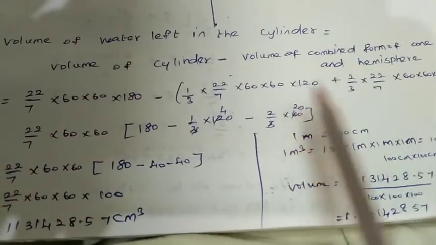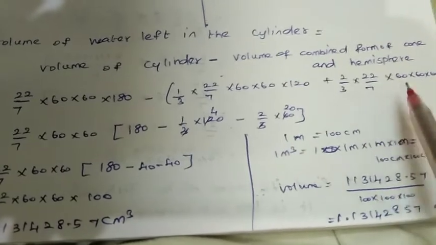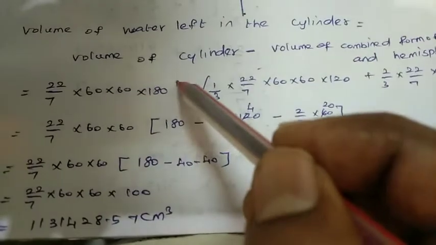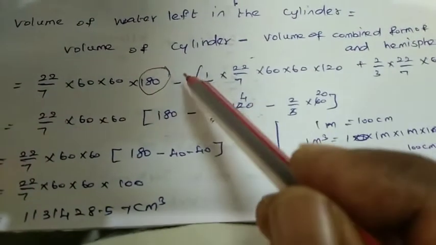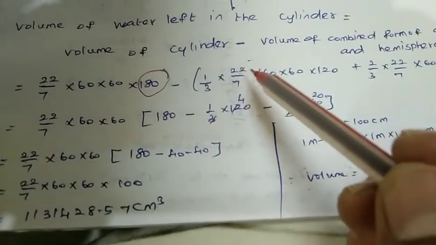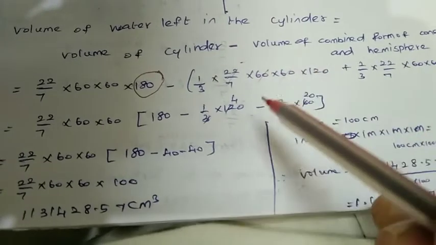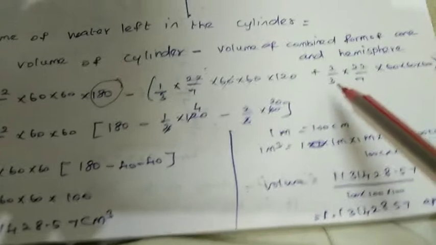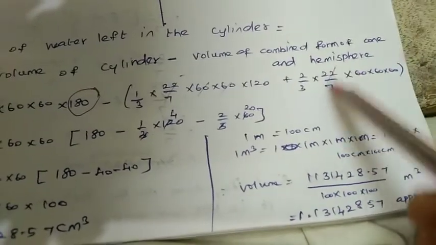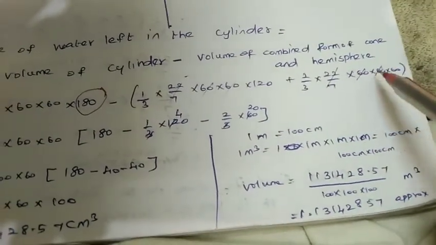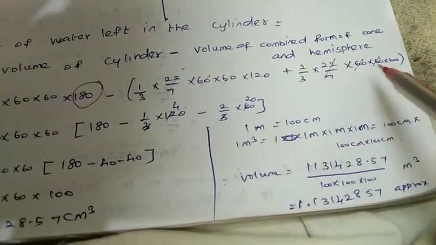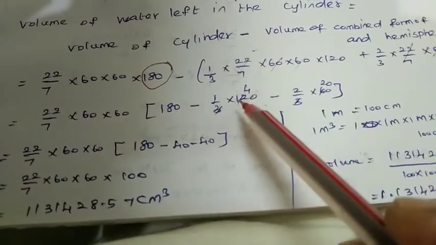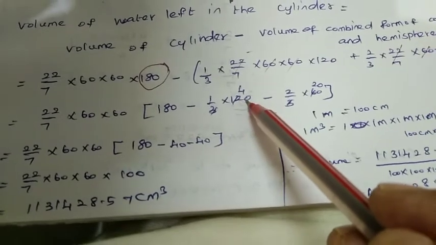In all the terms we have 22 divided by 7, that is pi value, and 60, 60 common, take it outside. So here remaining is 120, and minus the 22 divided by 7, 60, 60 taken outside, remaining 1 by 3 into 120. Here 2 by 3, with 22 divided by 7, 60, 60 taken outside, remaining 2 by 3 into 60. So cancel this 3 and 120, that is 40.